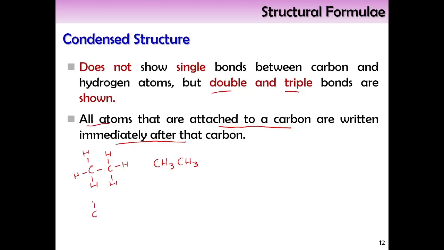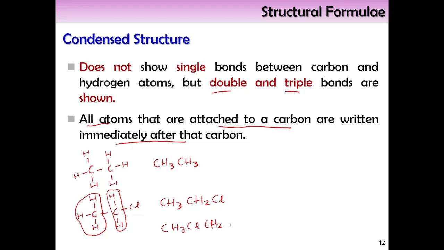If I have, let's say, CHCl. So this one I will write down CH3. I group them together. CH2, this is CH2, and Cl. All atoms that are attached to a carbon are written immediately after that carbon. This Cl is attached directly to this carbon, so that's why I draw Cl next to this one. I cannot draw this as CH3 Cl CH2. This one is wrong, this one is correct, because it means that this Cl is actually attached to this carbon. When I draw like this, it means that this Cl is attached to the second carbon. This is carbon number 1, carbon number 2.